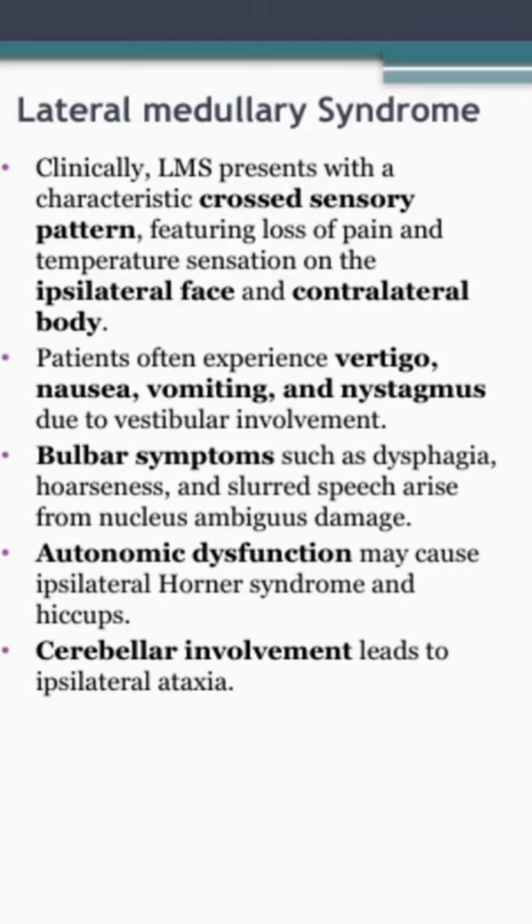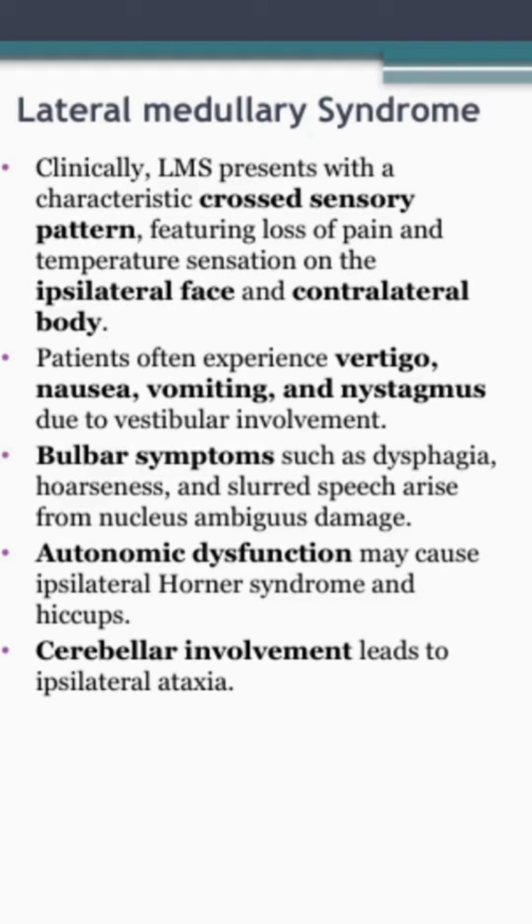We also see bulbar symptoms like difficulty swallowing, hoarseness, and slurred speech, which result from damage to the nucleus ambiguus, a nucleus involved in controlling muscles of the palate, pharynx, and larynx. Autonomic dysfunction can occur too, leading to ipsilateral Horner syndrome. So, ptosis, miosis, and anhidrosis on the same side, and sometimes hiccups due to disruption of autonomic pathways.